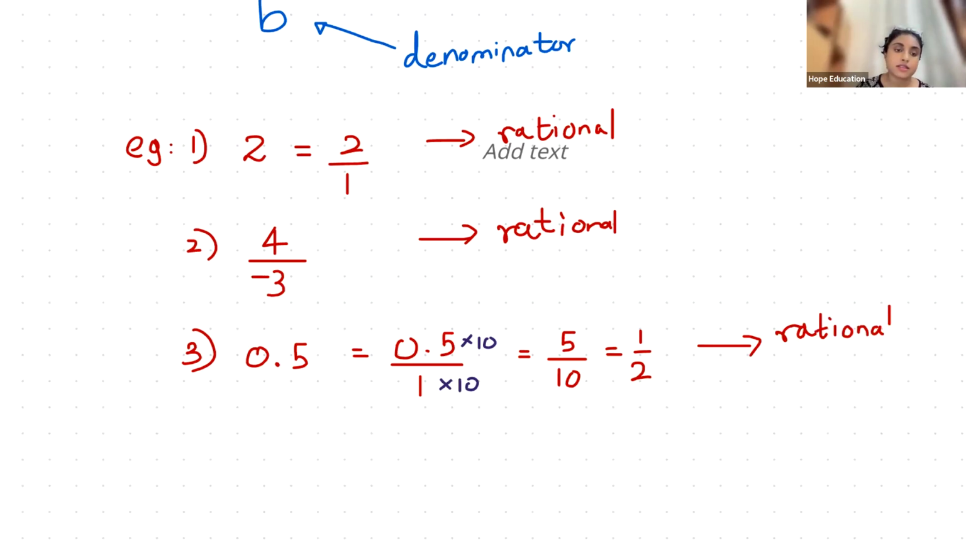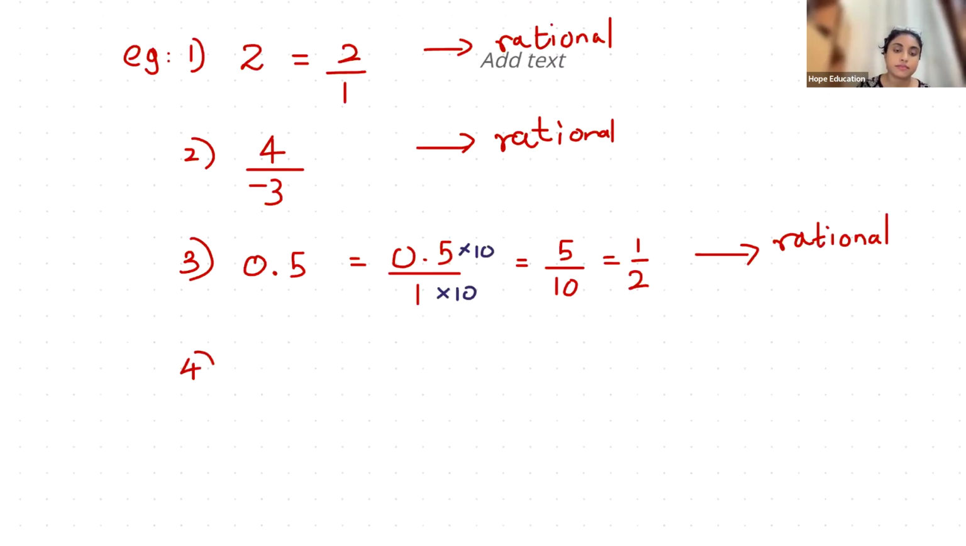How about this? Now you guys can tell me whether this is rational or not. Make it faster. Okay. Others, come on, fast. Yes or no? Rational or not rational?